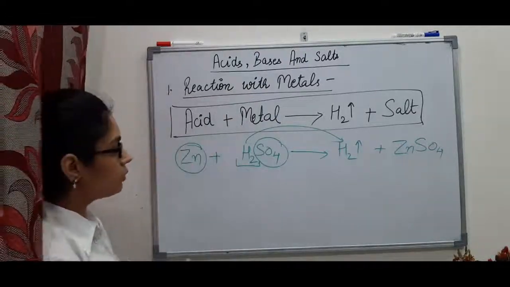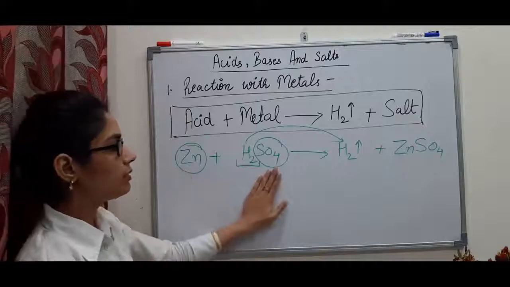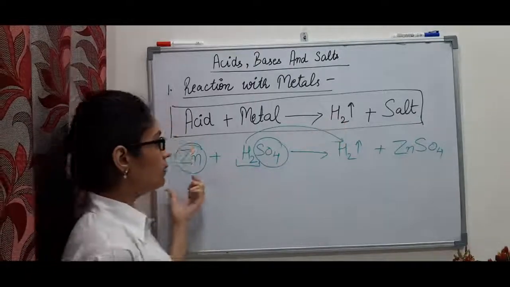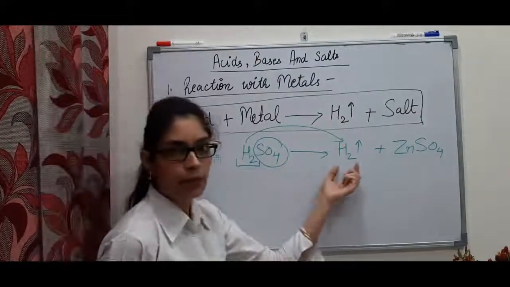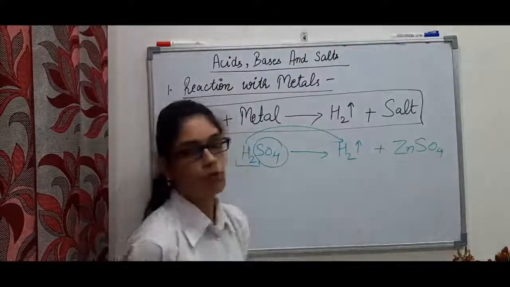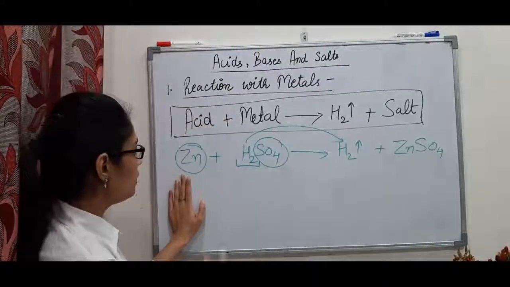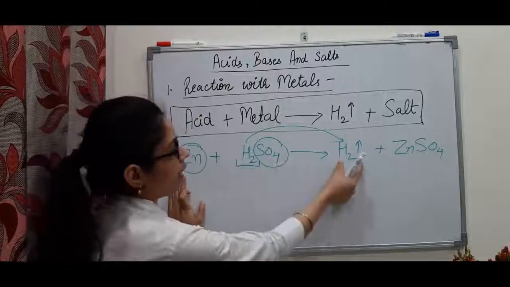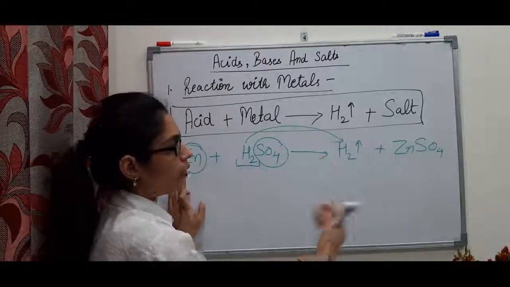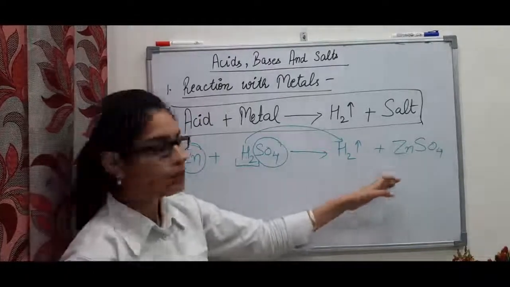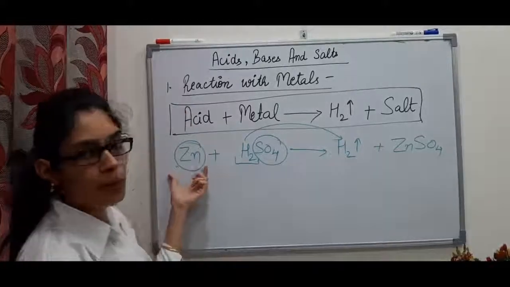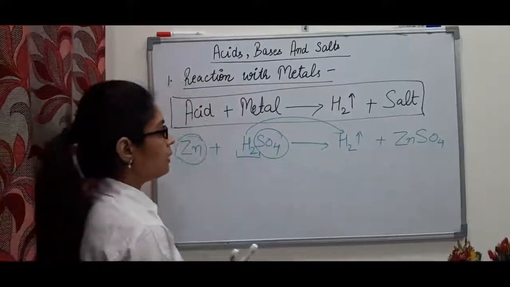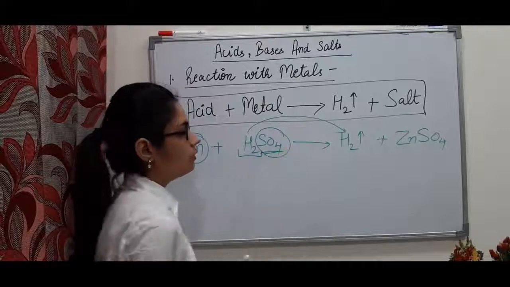See, this reaction was very simple. Zinc plus sulfuric acid. I know acid plus metal will give us hydrogen gas plus salt of that metal. Now we can see hydrogen gas I have already written. So in order to know which salt it's giving, I'll write the metal first, then the remaining part of the acid.